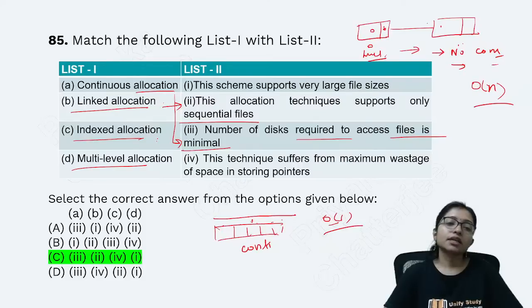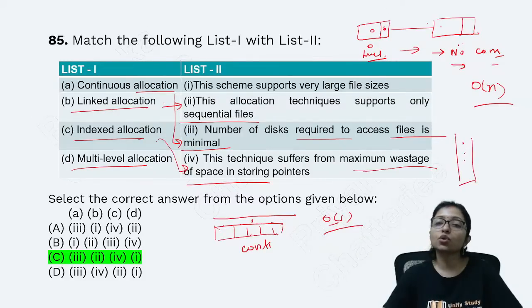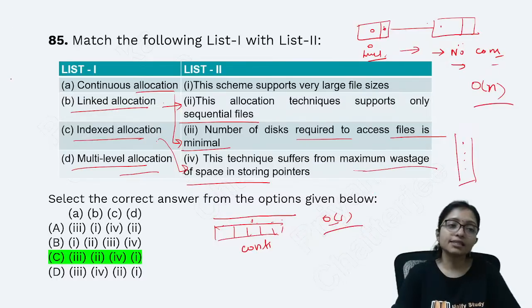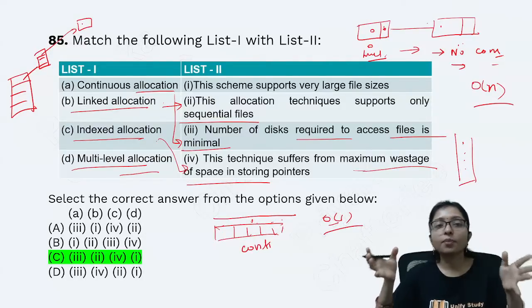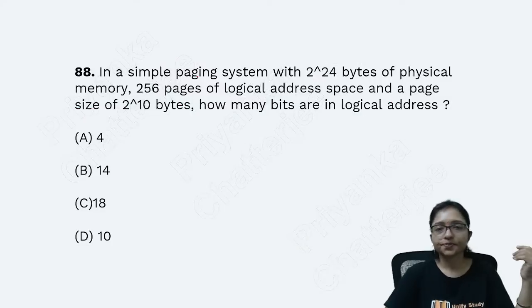Now, how does index allocation work? Index allocation suffers from wastage of space for storing pointers, because for indexing you need to store the addresses. With multi-level, when there is a large number of files, one table holds the address of another table, and that table holds the address of the block. This type of multi-level is required when a very large file system needs to be handled. That's why this is your answer.